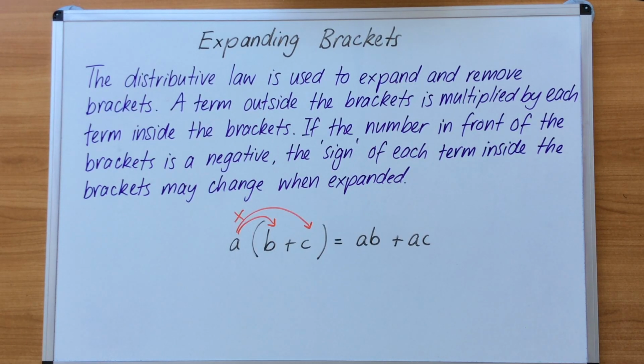change when expanded. Looking at this rule, this example here, we have A times B, which is AB, and A times C, which is AC. It's separated in the middle here in the brackets by an addition symbol, which makes it AB plus AC.